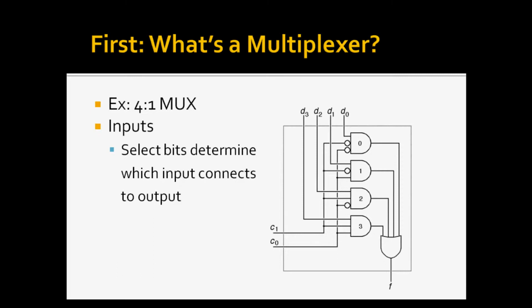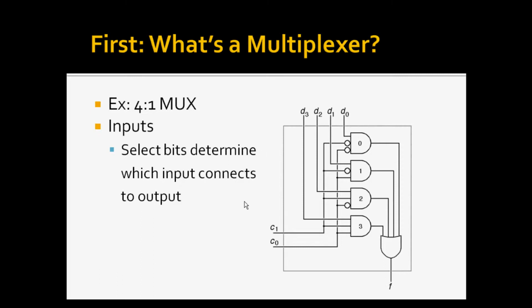For example, if you'd like to represent D2 in this diagram to go to F, you would need C1 to be equal to 1 and C0 to be equal to 0, because C1 and C0 would equal 1, 0, which is the binary representation of the decimal number 2. Thus, F would get the input signal D2.